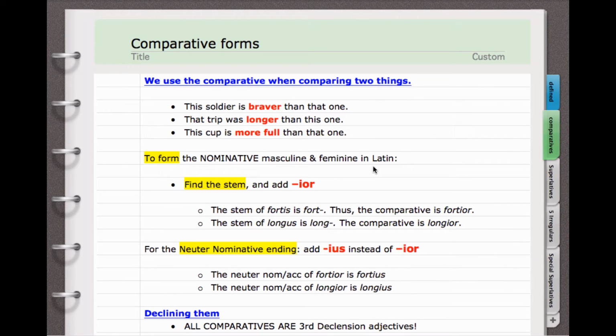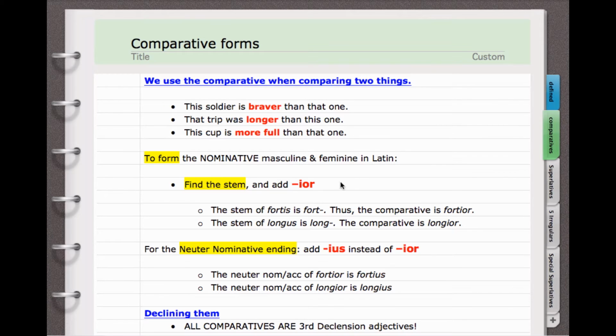When we use the comparative, as we said before, we're comparing two things. This soldier is braver than that one. The trip was longer than this one. So you see in those two examples in English, we put an ER on them. There are some words in English that we can't put an ER on, and we have to use the word more. So this cup is more full than that one.